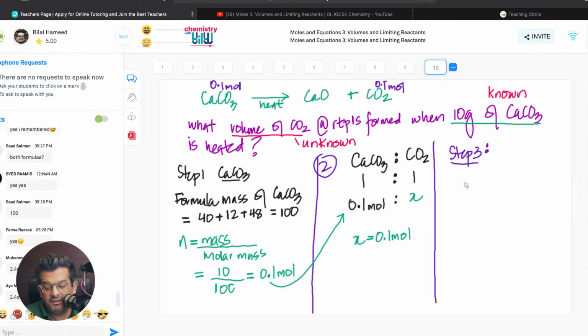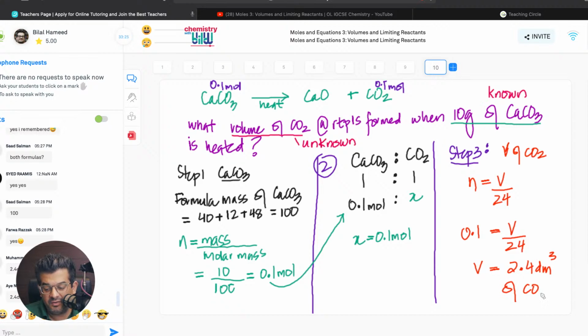Okay. So now it says volume of CO2. Because they wanted volume, the other formula is volume over 24. So I have 0.1 moles and I have 24 dm cube. So what is volume then? Do the math. 2.4 dm cube of CO2. And there you go. That is how you solve beautiful questions.